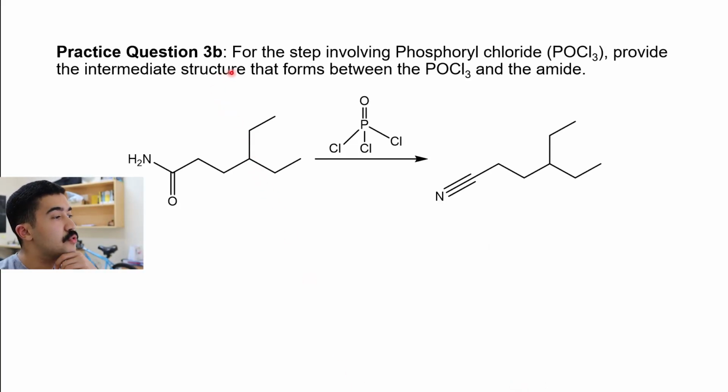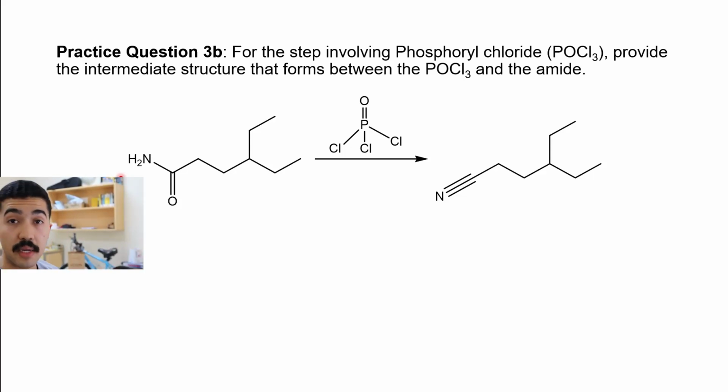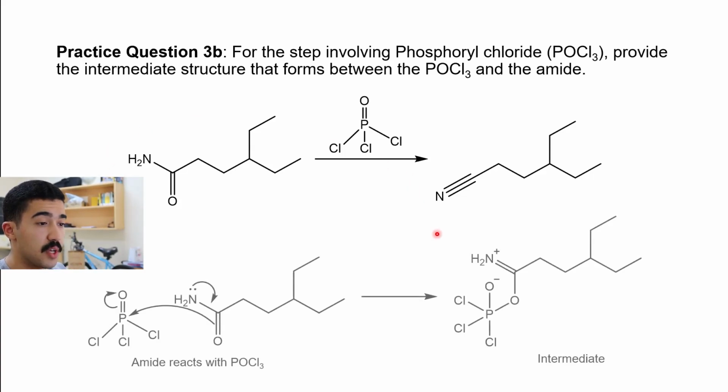Now it says, for the step involving phosphoryl chloride, POCl3, provide the intermediate structure that forms between POCl3 and the amide. This is interesting, but not difficult, because the only way you can solve this question is if you have practiced the mechanism a handful of times. To answer this question, you'll need to draw the intermediate. Again, you're going to have to practice this a few times before you understand what the intermediate looks like.